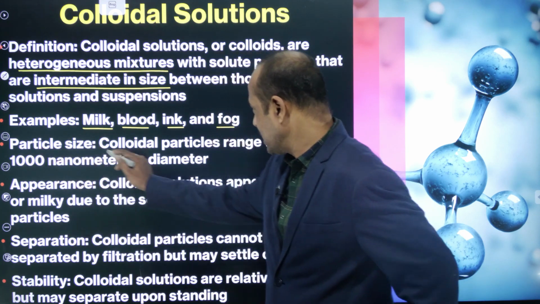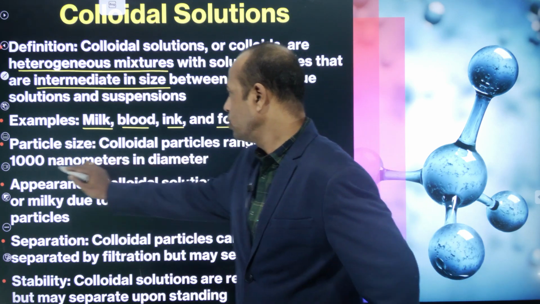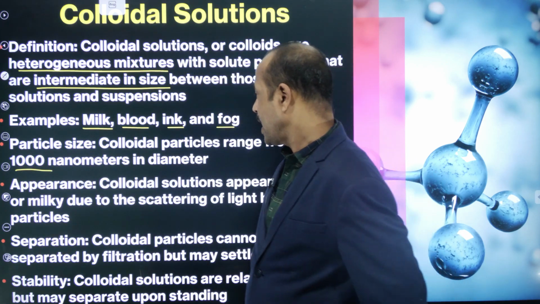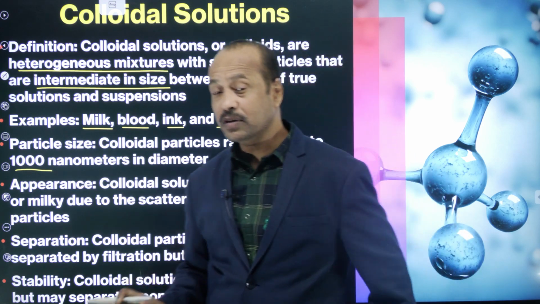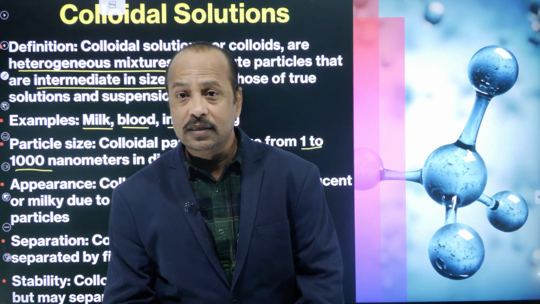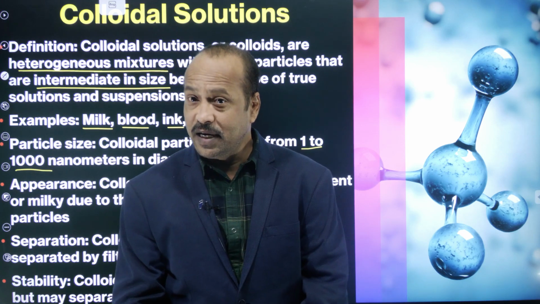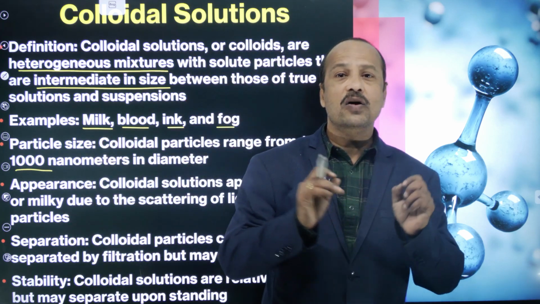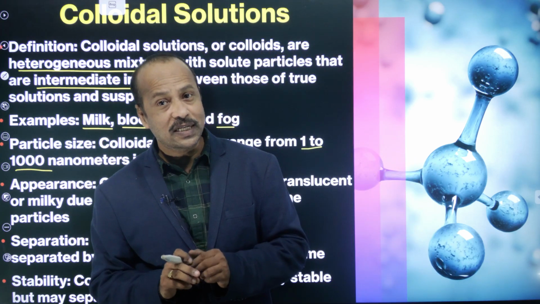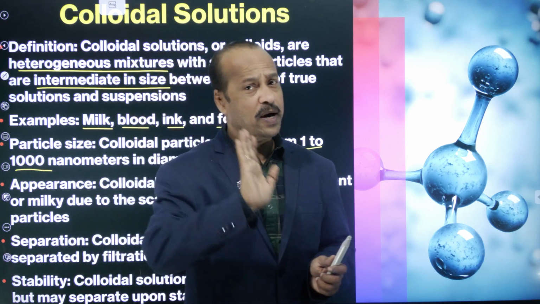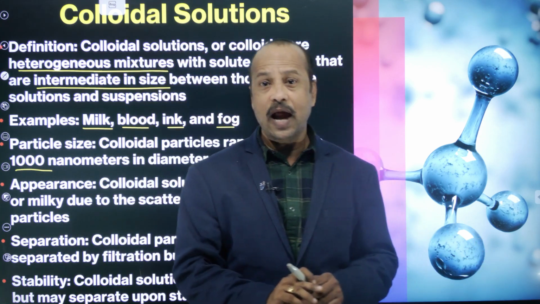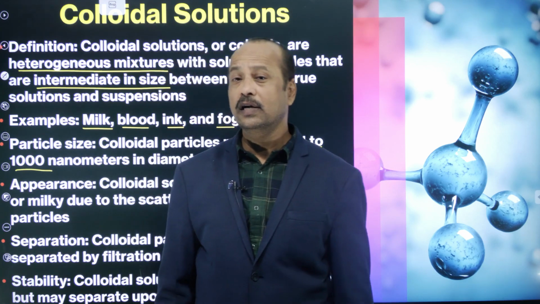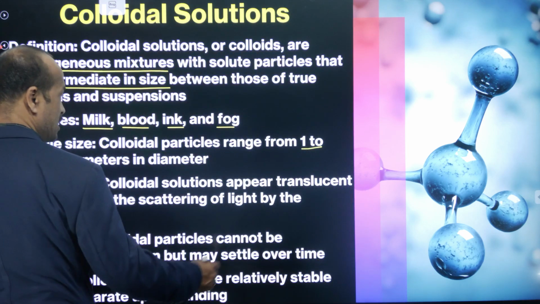Now here, as I told you, the particle size ranges from 1 to 1000 nanometers. And appearance, colloidal solutions appear translucent. What is translucent? You know that substances are of three types, right? Transparent, translucent and opaque. Transparent means what? Through which light can pass. What is translucent? Through which light can pass, but partially, not completely. And opaque means what? Which do not allow the light to pass through them. But here mostly they are transparent or translucent.